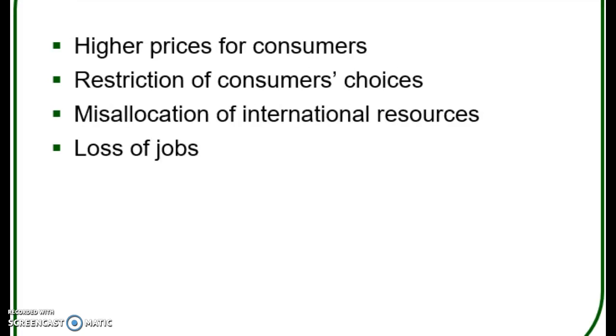As I've said a couple times, the reasons against trade restrictions are that restricting trade results in higher prices for consumers and lesser consumer choices. It's a misallocation of resources. And interestingly enough, ultimately it results in a loss of jobs.